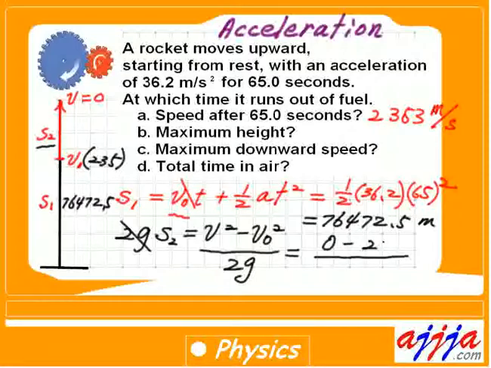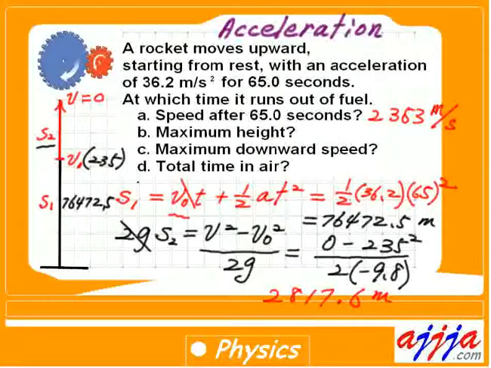235 squared over 2g, which is 2 times g is negative 9.8, because this one is going up. So finally, we have the answer: 2,817.6 meters. That's it. So I'm going to write this one, answer right there.